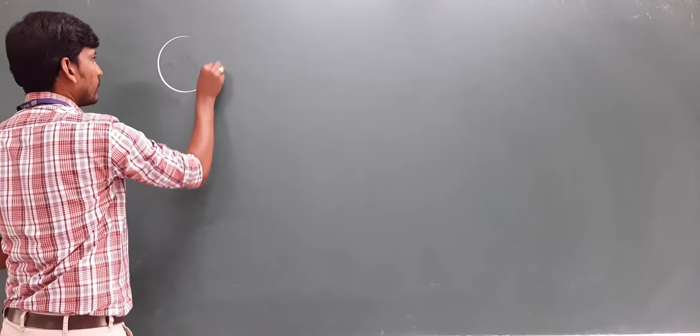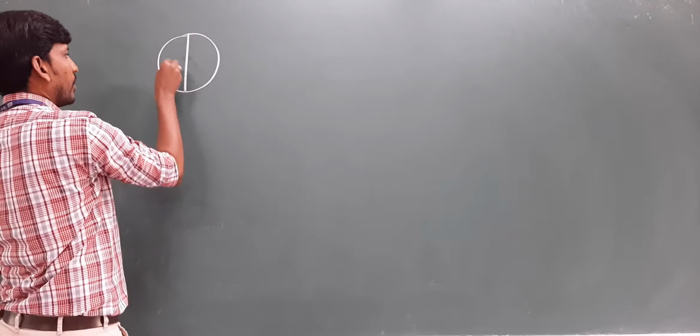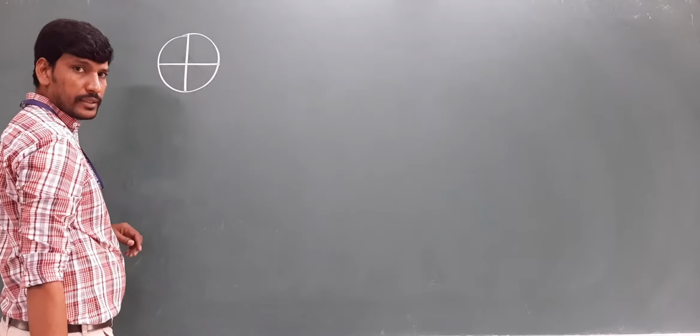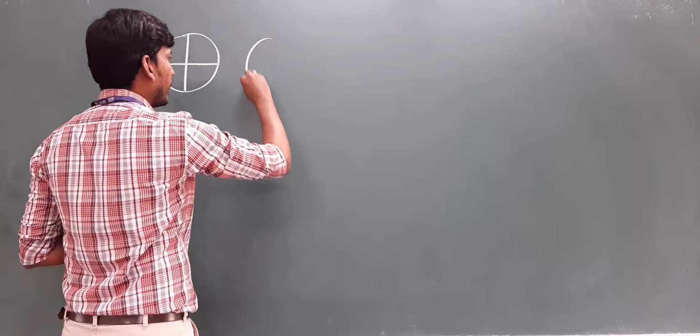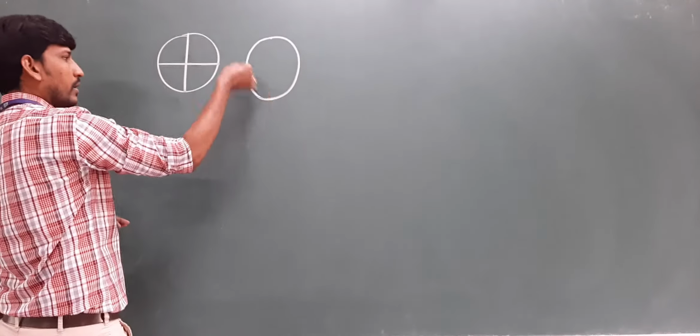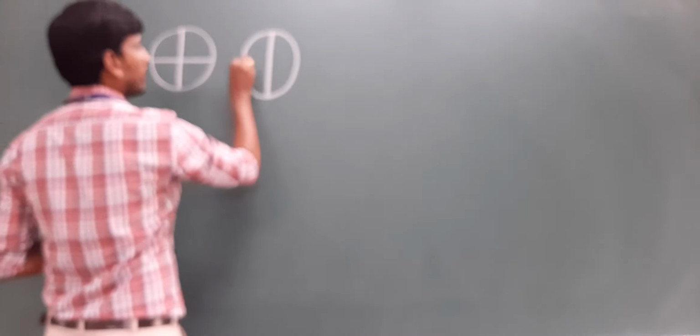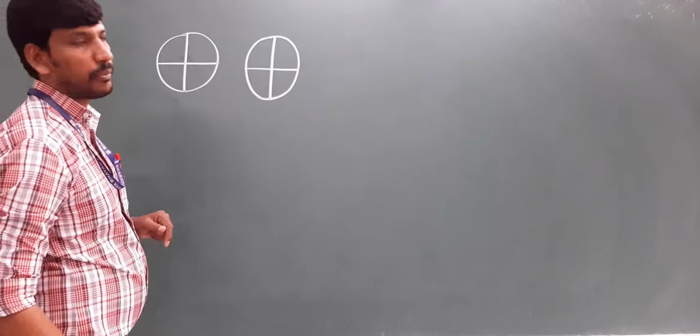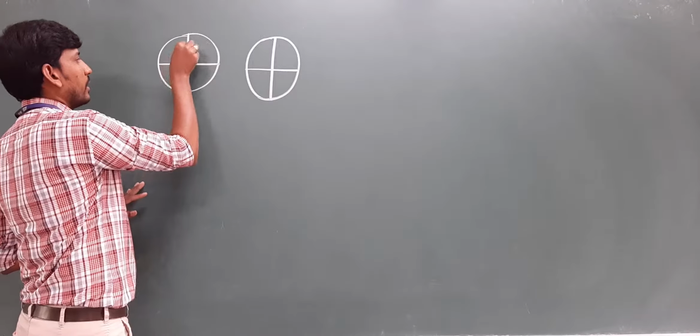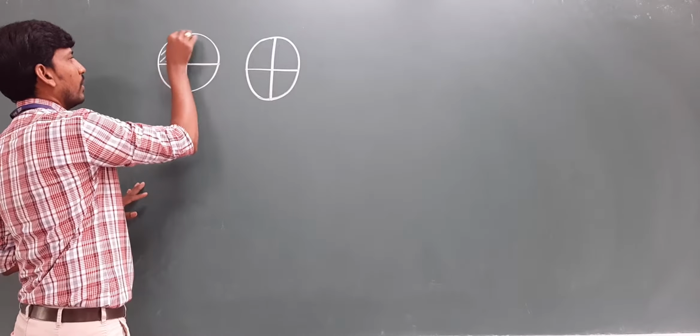Now observe here. This circle I am going to divide into four equal parts, and one more circle I am dividing into four equal parts. There are two circles. These two circles I am dividing into four equal parts. I am taking this part. The shaded part is 1 by 4. This is called 1 by 4. And here I am taking this part. So this is also nothing but 1 by 4.